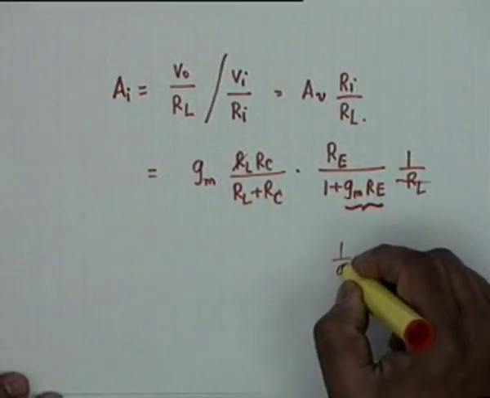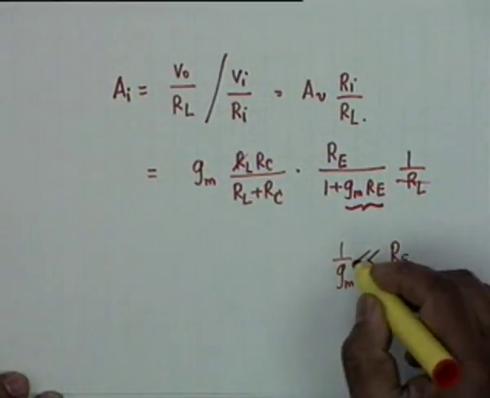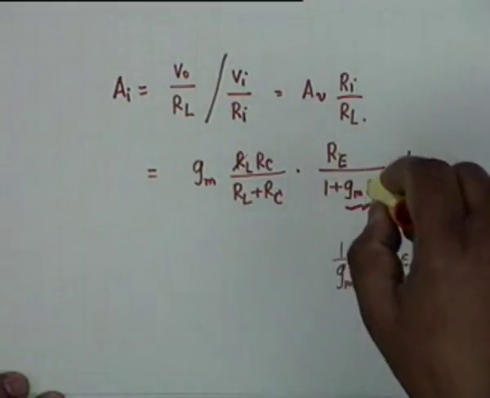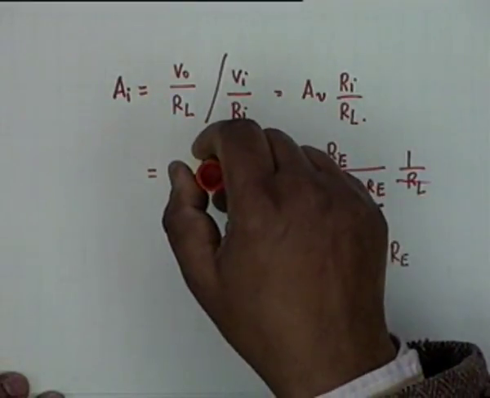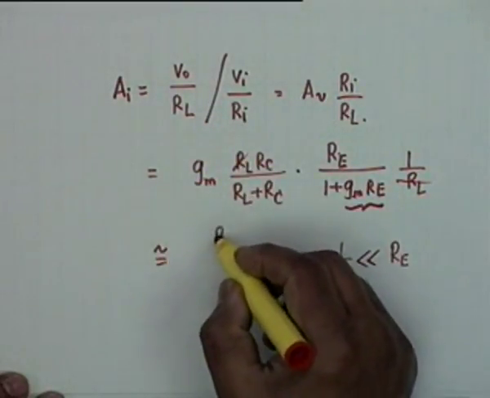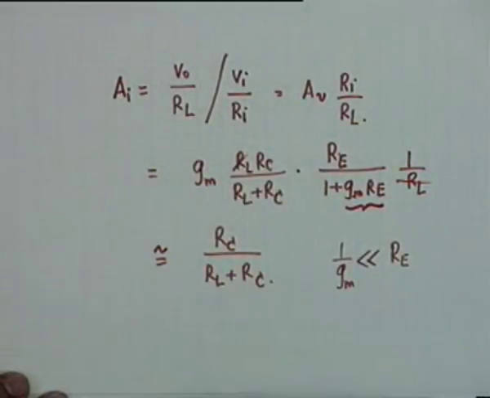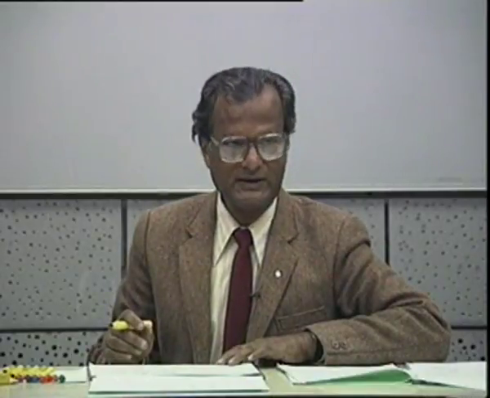GM RE is much greater than 1, because 1 by GM is much less compared to RE. This we have already demonstrated. So what will be left is approximately RE divided by RE. RE and RE cancel, GM and GM cancel. So this is approximately equal to R sub C divided by RL plus R sub C. That is, the current gain is determined by the load and the collector biasing resistance only. It is approximately independent of what the input conditions are.